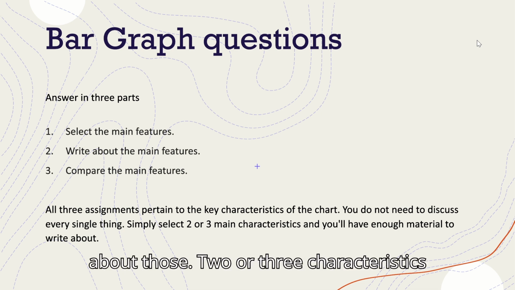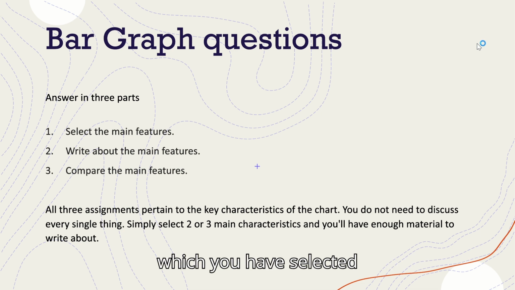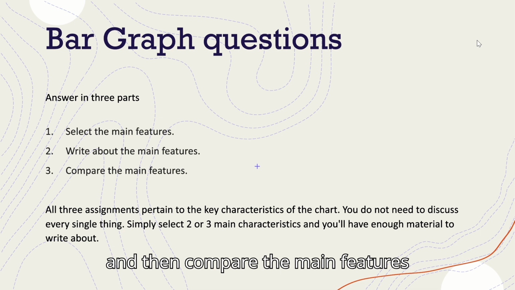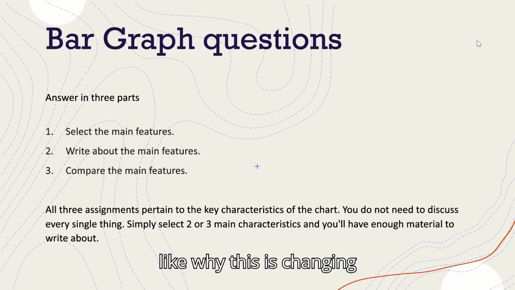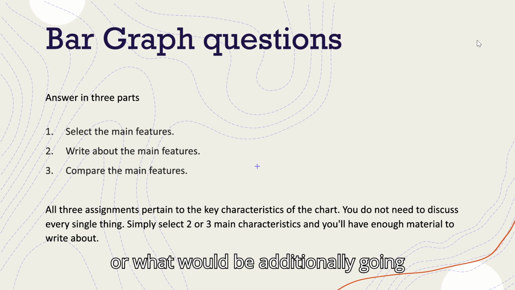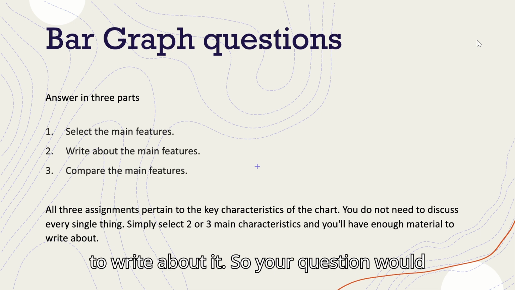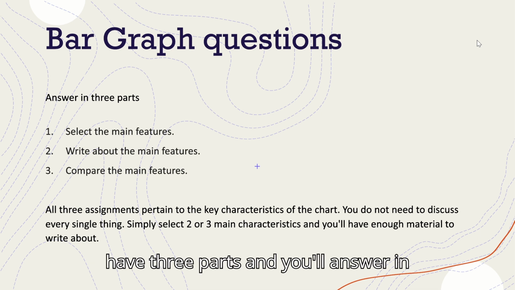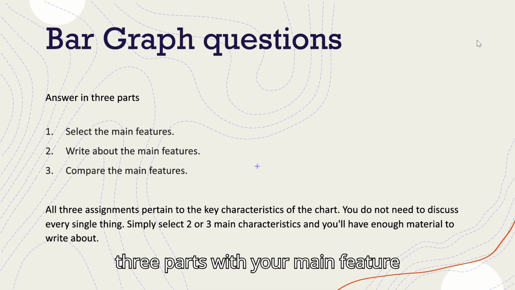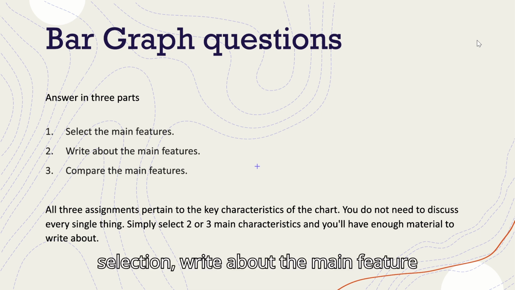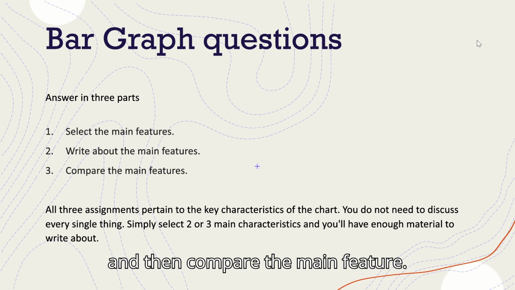Write about those two or three characteristics which you have selected, and then compare the main features, like why this is changing or what is additionally going up or down. So you'll have enough material to write about. Your question would have three parts and you'll answer in three parts: selecting the main features, writing about the main features, and then comparing the main features.